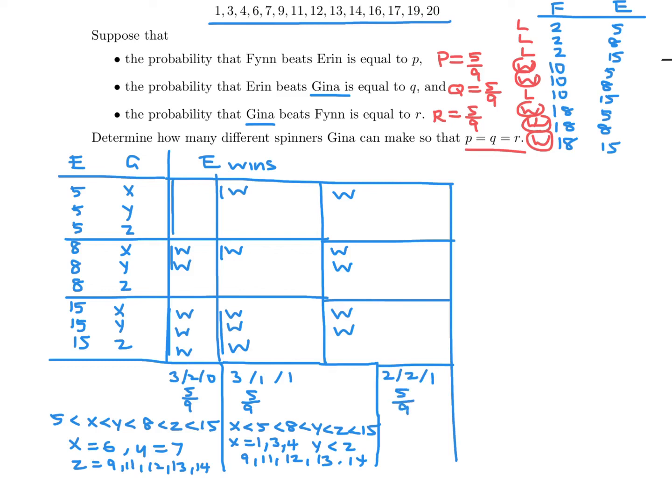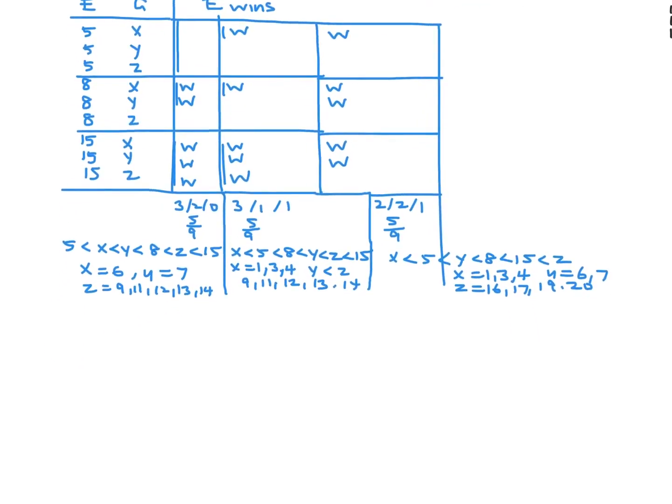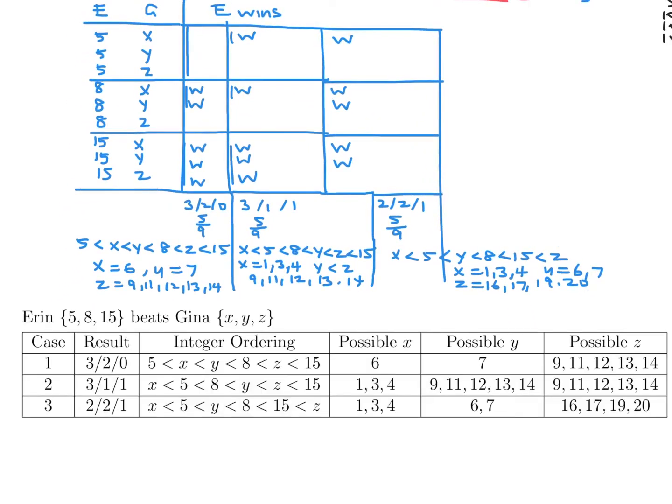And this inequality is X is less than 5, less than Y, less than 8, less than 15, less than Z. And then this is a scenario where X would be either 1, 3, or 4, Y is 6 or 7, and Z is either 16, 17, 19, or 20. Okay, so now let's summarize all of this in a table. And there you go. This is the table.